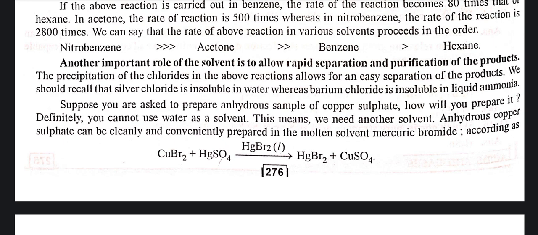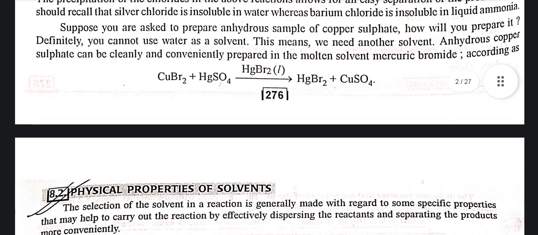Suppose you are asked to prepare an anhydrous sample of copper sulfate. How will you prepare it? Definitely, you cannot use water as solvent. This means we need another solvent. Anhydrous copper sulfate can be cleanly and conveniently prepared in the molten solvent mercury bromide according to CuBr2 plus HgSO4, in the presence of HgBr2 liquid, gives HgBr2 plus CuSO4.